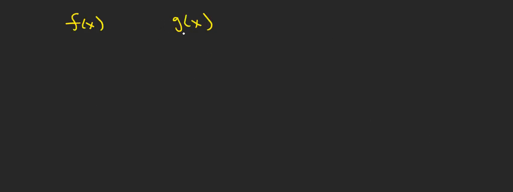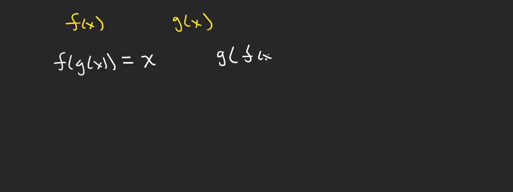If f of x and g of x are inverse functions, then this will happen. F of g of x is equal to x, and g of f of x will equal x. So if you want to show that two functions are inverses of one another, all you've got to show is that this is true. And I'll show you an example.